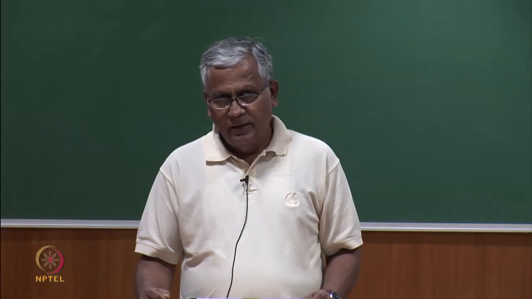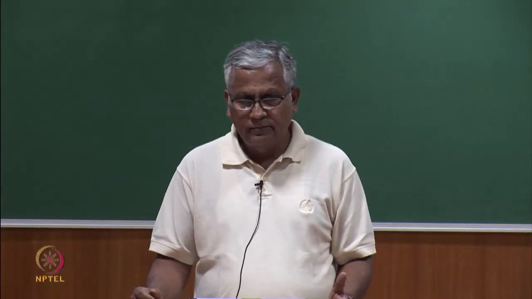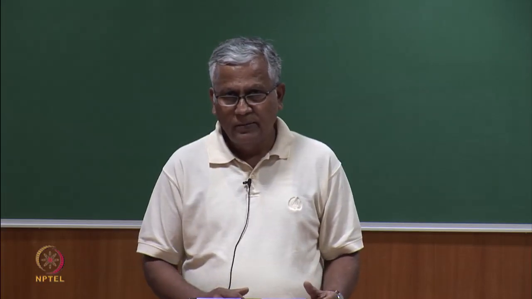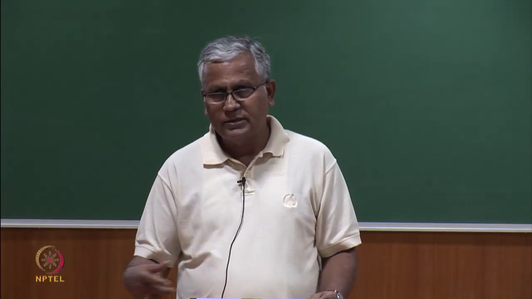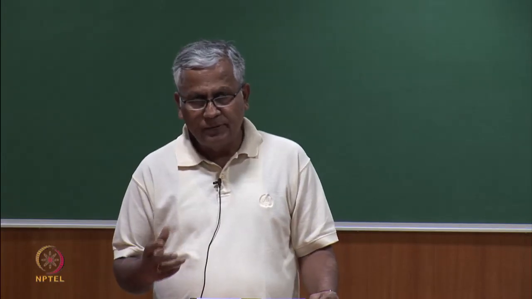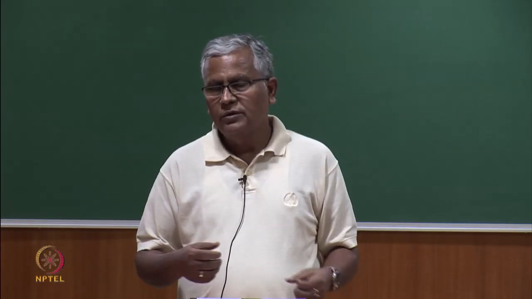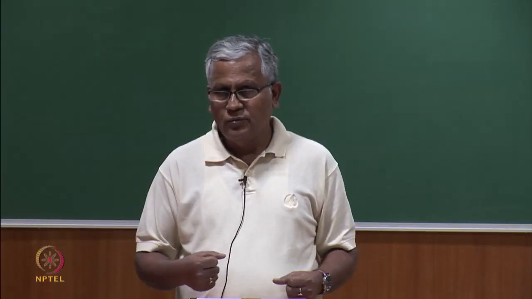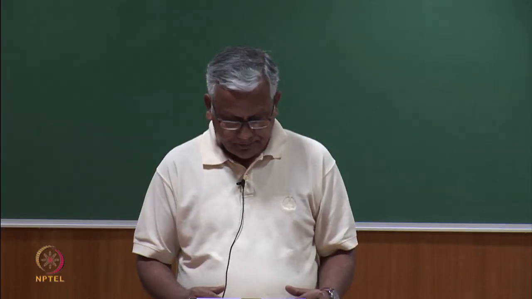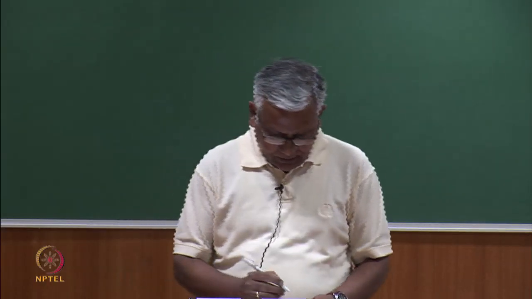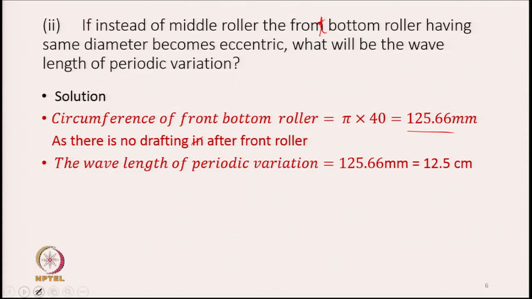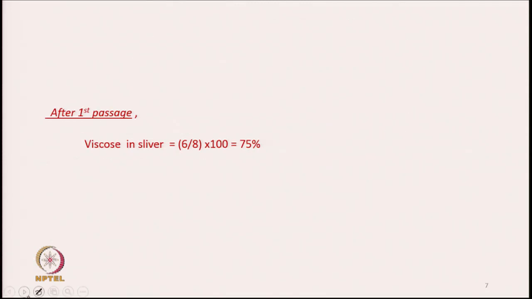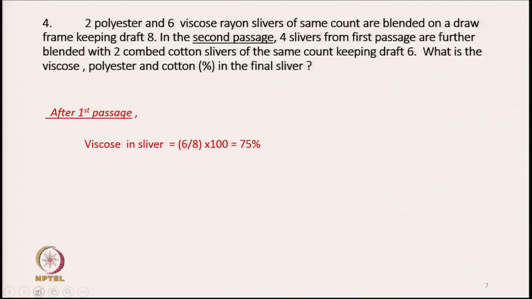It will get extended. So, from this logic we can say if the back bottom roller is eccentric, it will also generate periodic variation with a certain wavelength, but that wavelength is going to be extended or stretched out by the draft in the back zone and by the draft in the front zone, and therefore, the wavelength is going to be stretched out over a longer length. So, this is how we can find out the wavelength due to periodic variation.